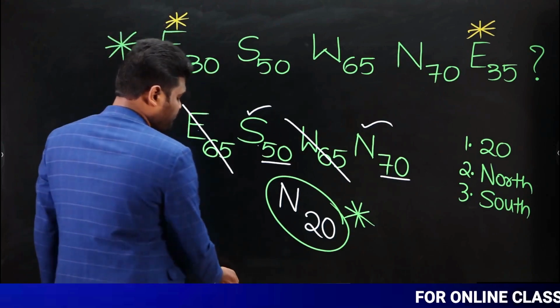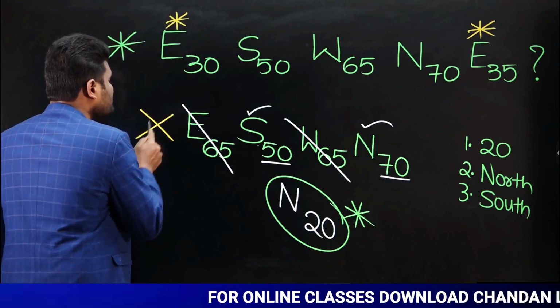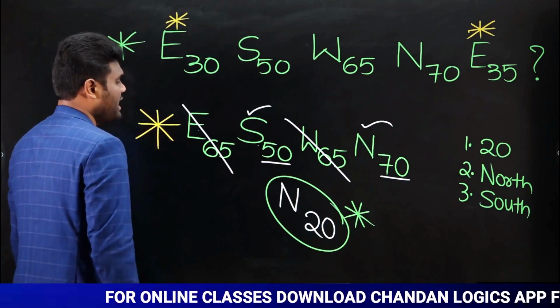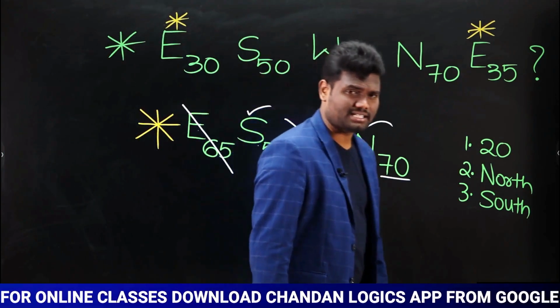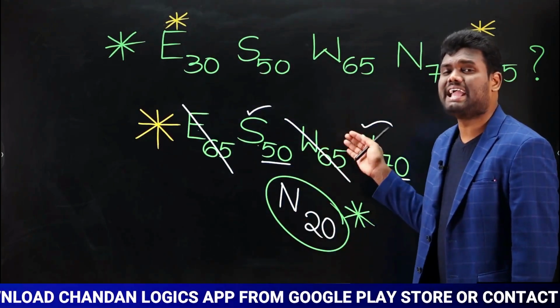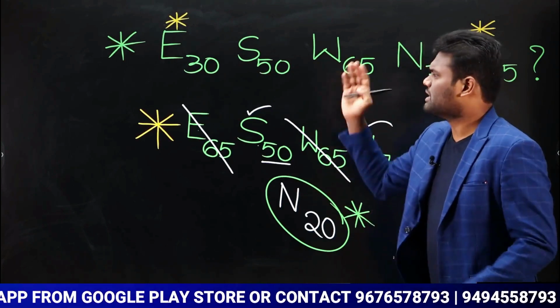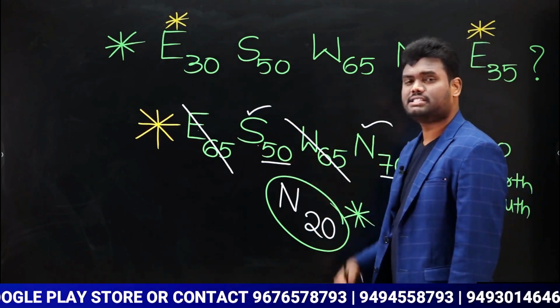And truly speaking, from an examination point of view, even this step is not required. Just for the purpose of understanding, I have written this step again in detail. East, both are the same. Add both of them. 30 plus 35, 65. East 65.